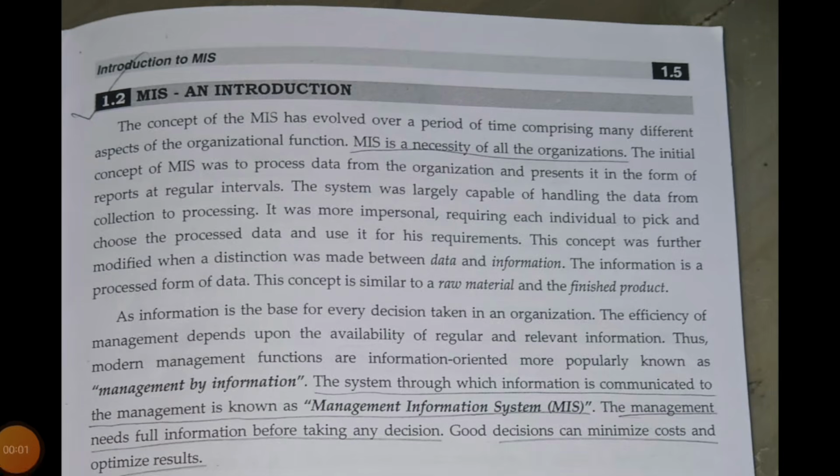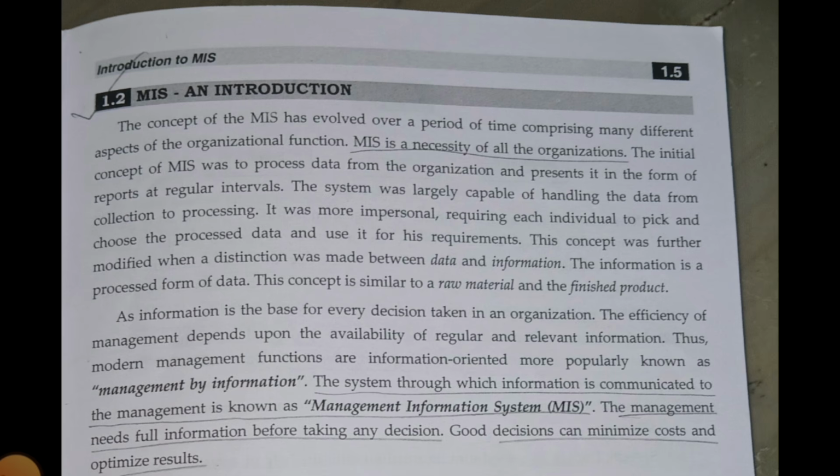In unit number 1, the definition of MIS. Compulsory, there will be a question on MIS only; no introduction part is there, you need to write it here. MIS stands for Management Information System, where it will help in making decisions in our organization. It will be helpful to make quality decisions. So this has many aspects in the organization function.